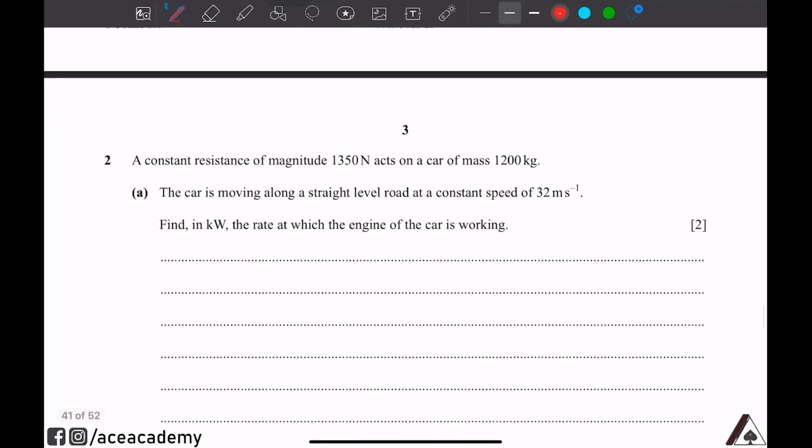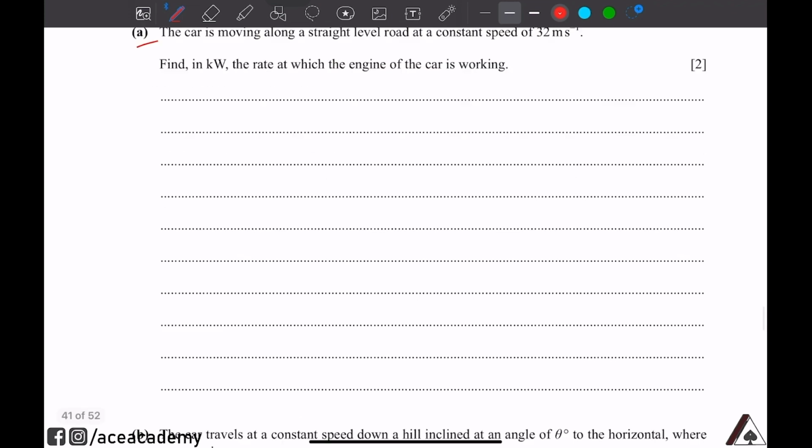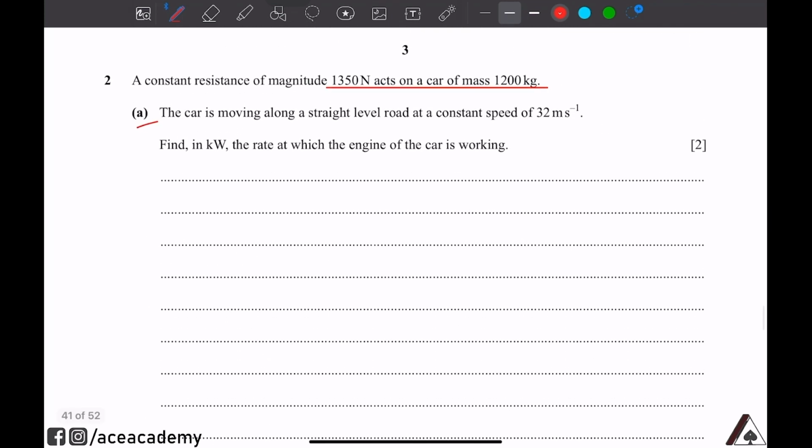Next question. A constant resistance of magnitude 1350 newtons acts on a car of mass 1200 kilograms. This information is common for both part A and part B later on in the question. When the car is along a level road, it's moving at a speed of 32 meters per second. Find the power in kilowatts.